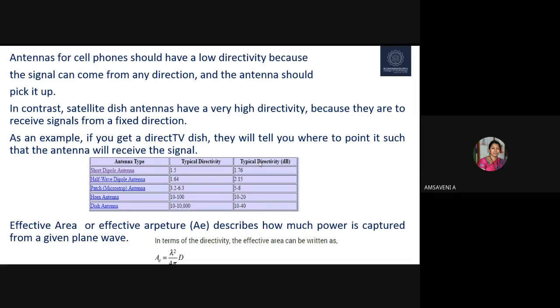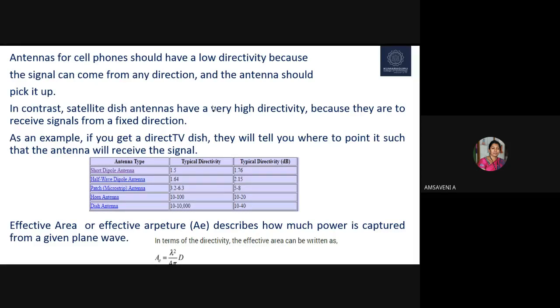dB, how will you find it? It's a 20 log. 1.5 is nothing but 1.76, because here you have to take a... actually, if you involve electric field and magnetic field, you have to use 20 log, otherwise it is 10 log. But you are defining directivity in terms of maximum radiated power to average radiated power, so it is 10 log 1.76. 1.5 will give you 1.76.